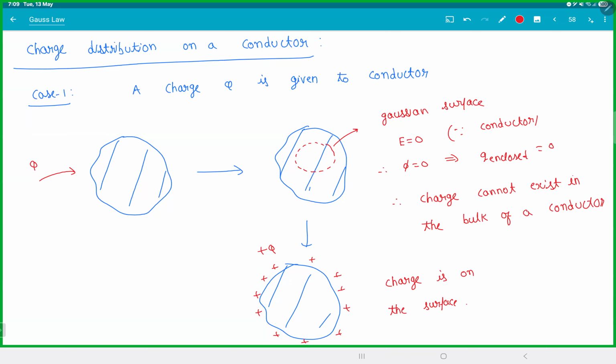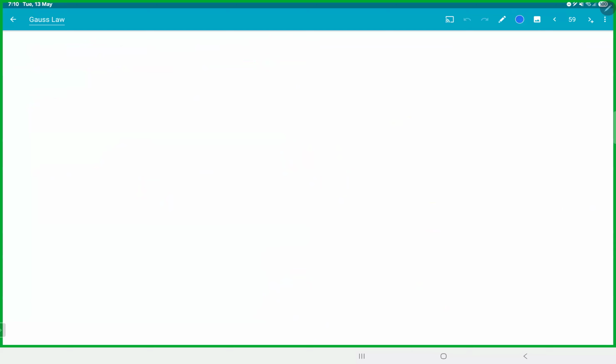So if you put a charge Q on a conductor, it just comes to the surface. Any doubts on this? Great. Second one. Now it is on. Previously it was not. Okay.